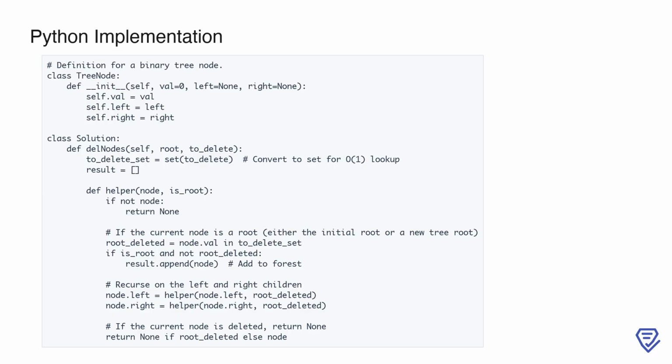This function takes two arguments, the current node and a Boolean flag is_root, which indicates whether the current node is the root of a potential new tree. If the current node is null, we simply return None as there is nothing to process. Then, we check if the current node's value is in the to_delete set. If it is, this node will be deleted.